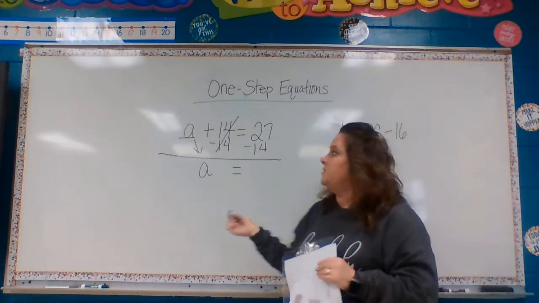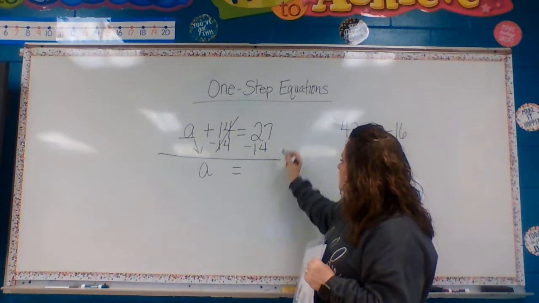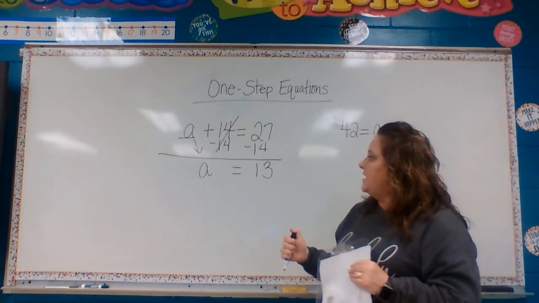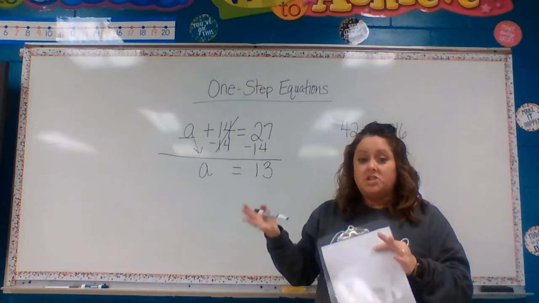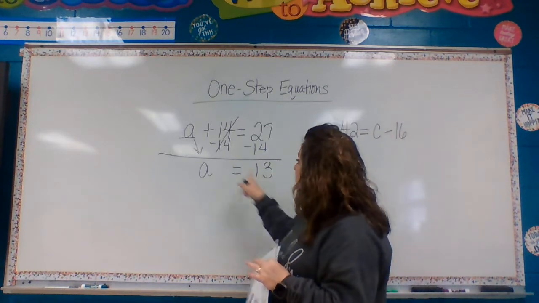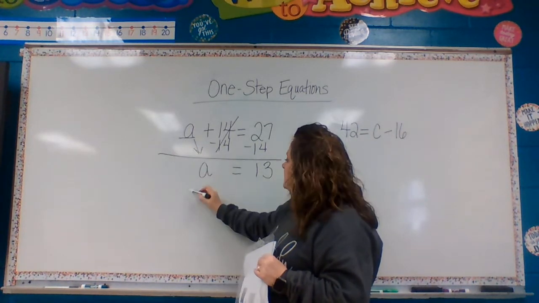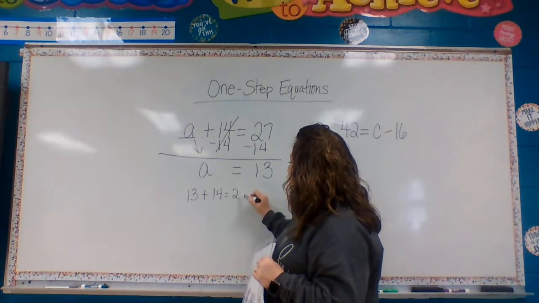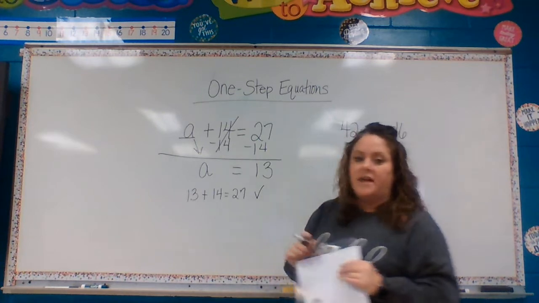And then we just solve 27 minus 14. 7 minus 4 is 3. 2 minus 1 is 1. So we're saying that a equals 13. And to check that, to make sure we're correct, we can plug 13 in for a. And so that would be 13 plus 14 equals 27. And that is correct, so that one checks.